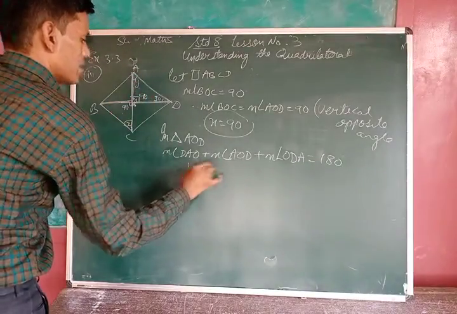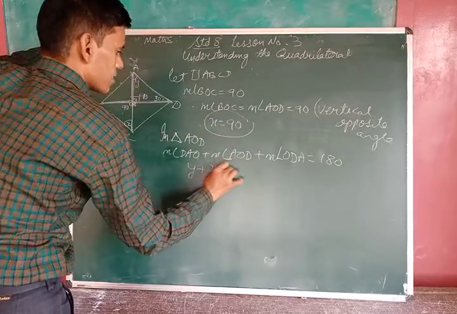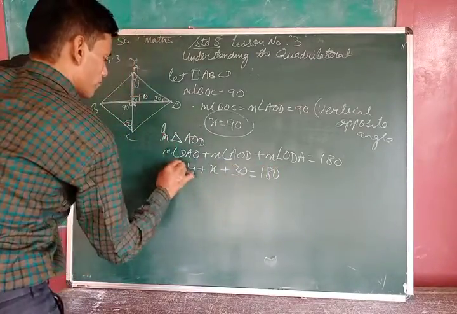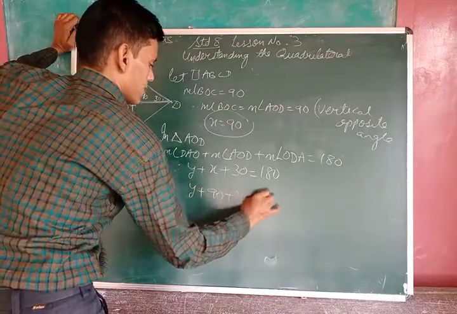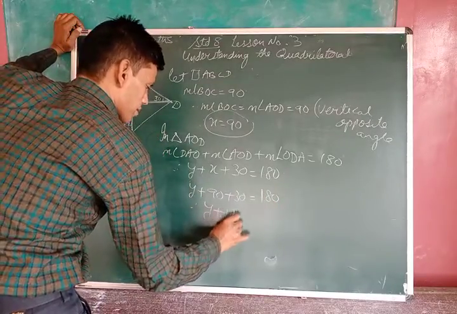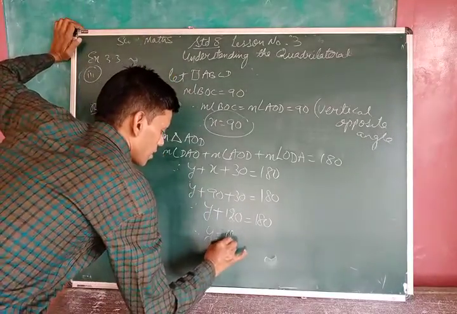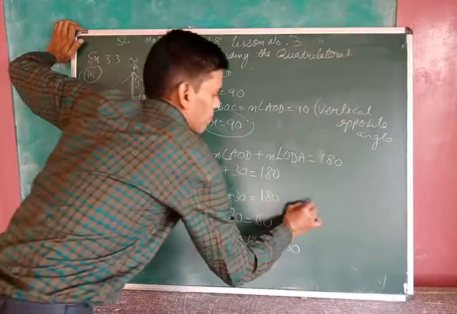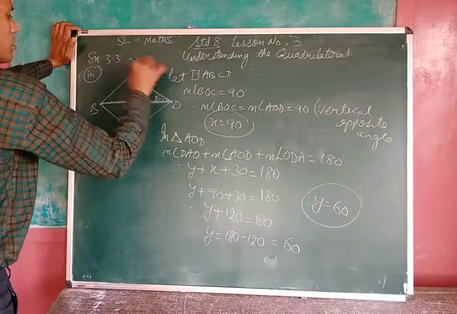Angle DAO is y, and angle AOD we got as x. X means we got x plus angle ODA, which is 30, is equal to 180. Therefore, y is not given. The value of x is 90, so 90 plus 30 is 120. Therefore, y plus 120 is equal to 180. Y is equal to 180 minus 120, that means 60. Y is 60 degrees.